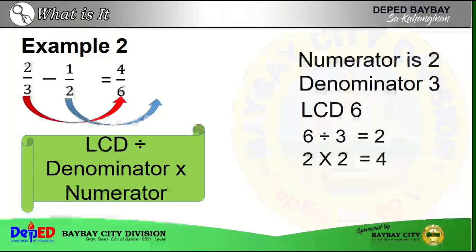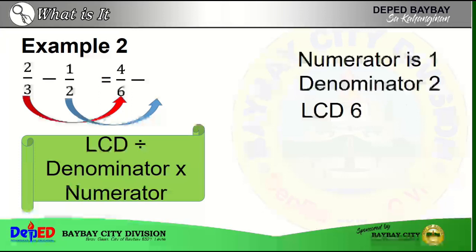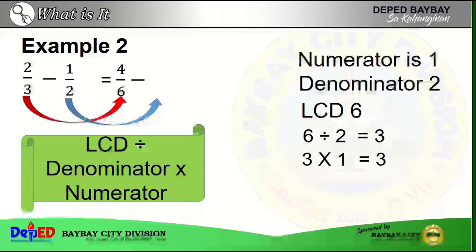For 1 over 2, our numerator is 1, denominator is 2, and LCD is 6. So LCD 6 divided by denominator 2 is equal to 3. Then 3 times numerator 1 is equal to 3. That is why we have 3 over the LCD, which is 6.